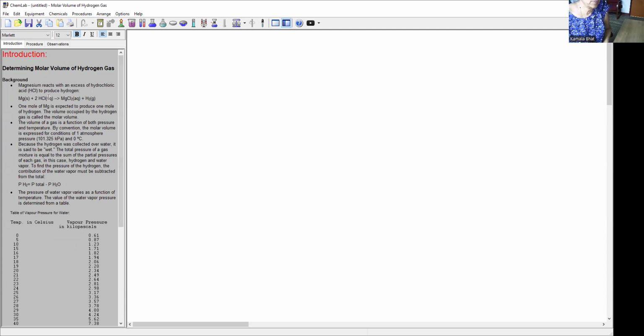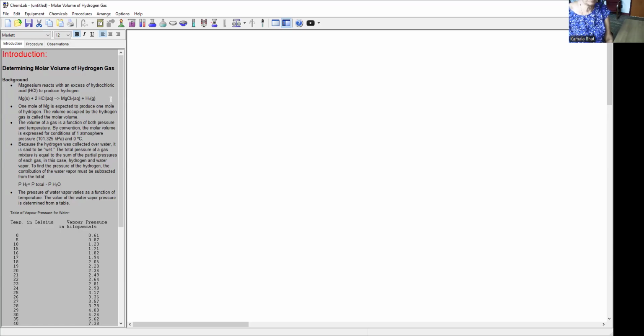The balanced reaction is magnesium plus 2 HCl gives you magnesium chloride plus hydrogen gas. From this reaction, we see that for 1 mole of magnesium, we will obtain 1 mole of hydrogen gas. Knowing the mass of magnesium taken divided by the atomic mass of magnesium, we can obtain the moles of magnesium that was used. This will also be equal to the moles of hydrogen gas produced. But the hydrogen gas produced here has to be dry hydrogen gas.